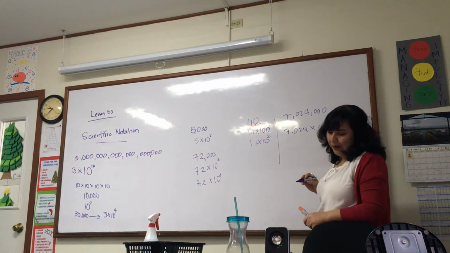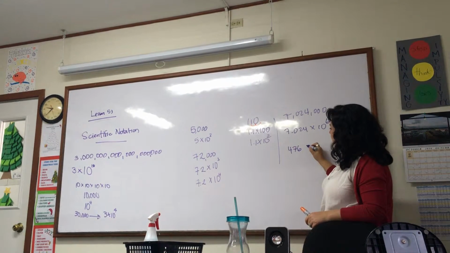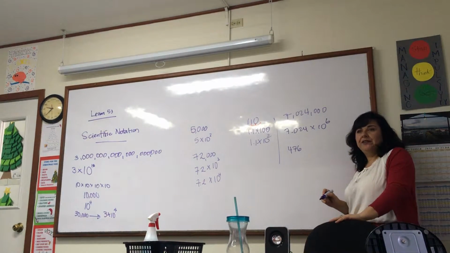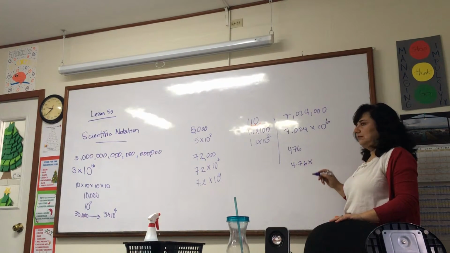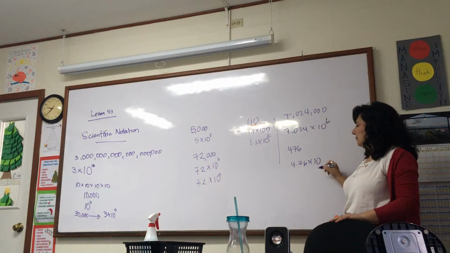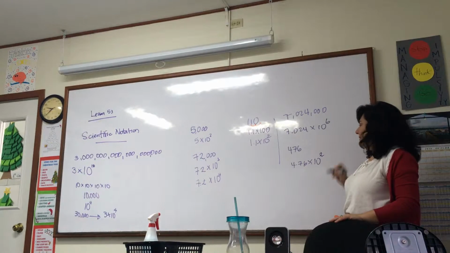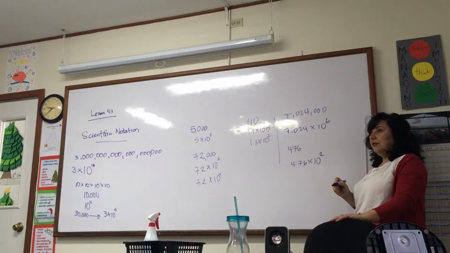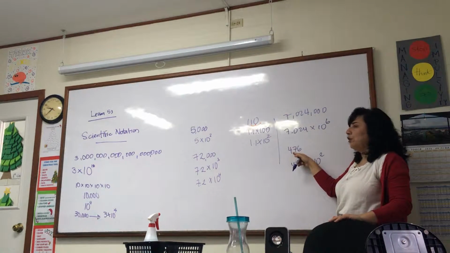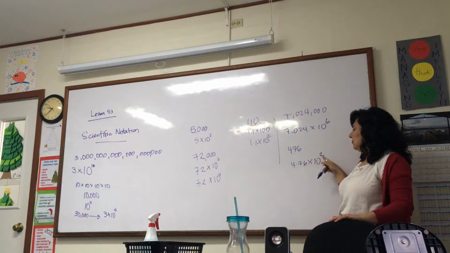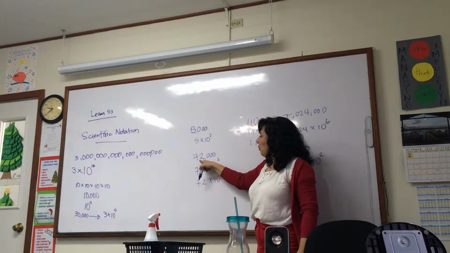No. Let's do another one. How about 476 in scientific notation? 4.76 times 10 to the 2. Wait, why is it 2? I get it now. You count the number of places after the whole number. So this is 1, 2. And in the first one, you've got 1, 2, 3, 4.